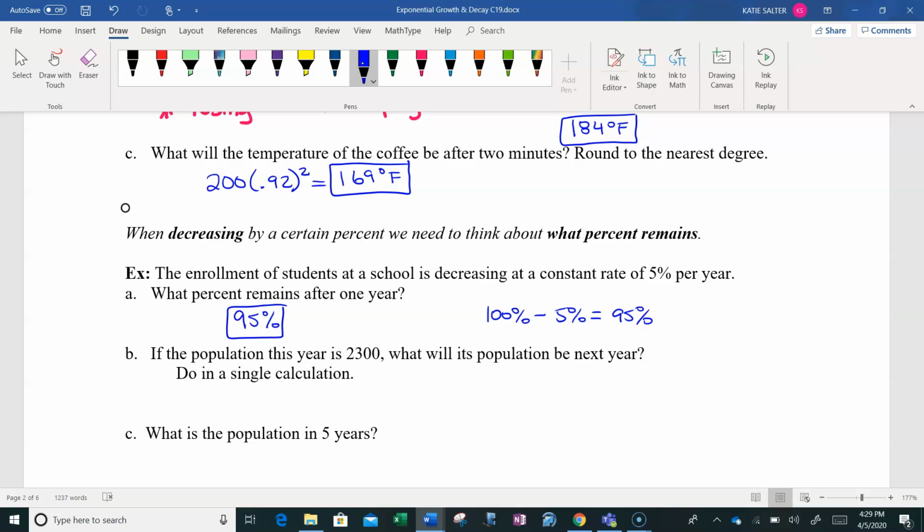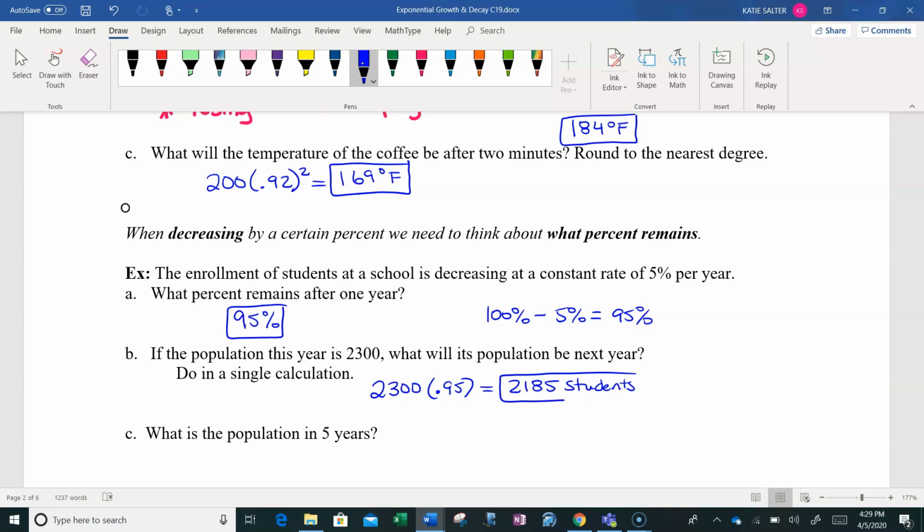If the population this year is 2,300, what is its population the next year? Do this in a single calculation. So our initial value is that 2,300, and then we would multiply by 0.95, that decay factor. And since it's only in 1 year, you only do it one time, and that would give us 2,185 students the next year.